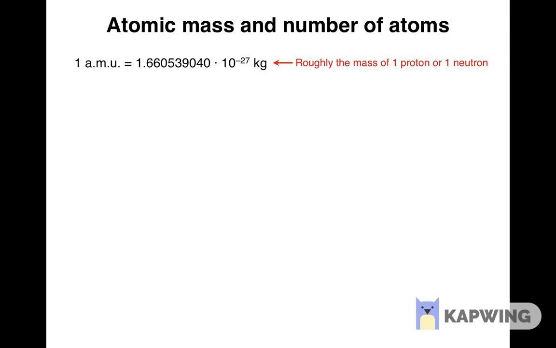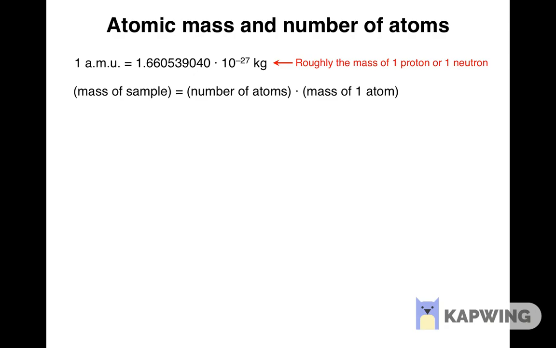Let's say we have a sample of a known elemental substance. We can weigh this sample to find its mass. Now, if we also know the mass of one atom of the chemical element from which the elemental substance is made, we can find out how many atoms there are in the sample. The mass of the sample is simply the sum of the masses of all individual atoms.